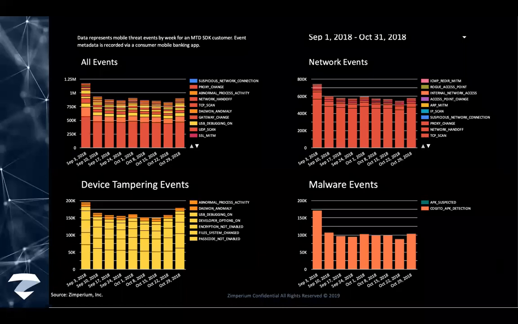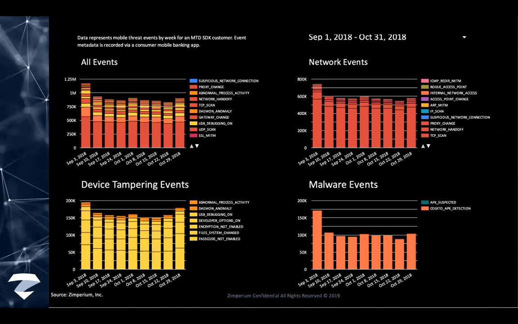So if you had data from an attacked mobile app, what would it look like? It'd look like this, or some depiction of this. This data represents mobile threat events by week for an SDK customer, right? They're using mobile threat defense as a software development kit. It's embedded into their mobile app, and basically this data is generated from their consumers, right?